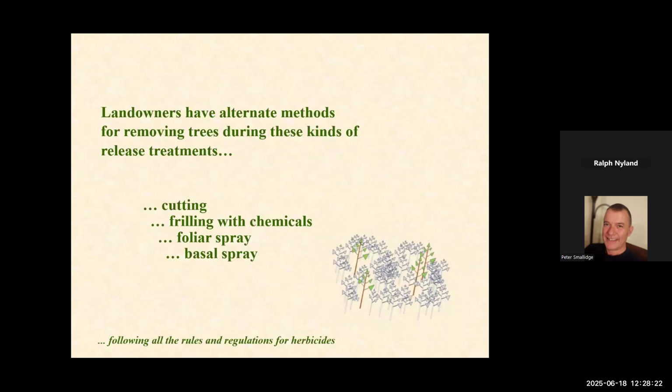Now, landowners have some alternative methods for removing trees during these kinds of release treatments: cutting, frilling with chemicals, foliar sprays, basal applications. Again, with the chemical approaches, follow all the rules and regulations, and particularly be aware of worker safety.